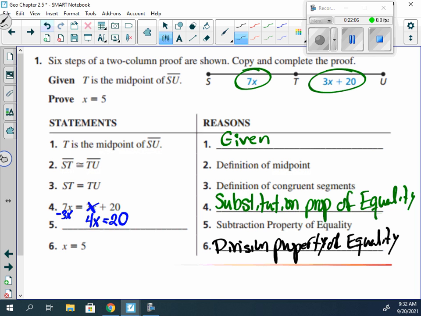Division property of equality, because again, to get x equals 5, we have to divide both sides by 4. If we divide both sides by 4, then we will get x equals 5. This 20 divided by 4 is 5. Any questions on this here?